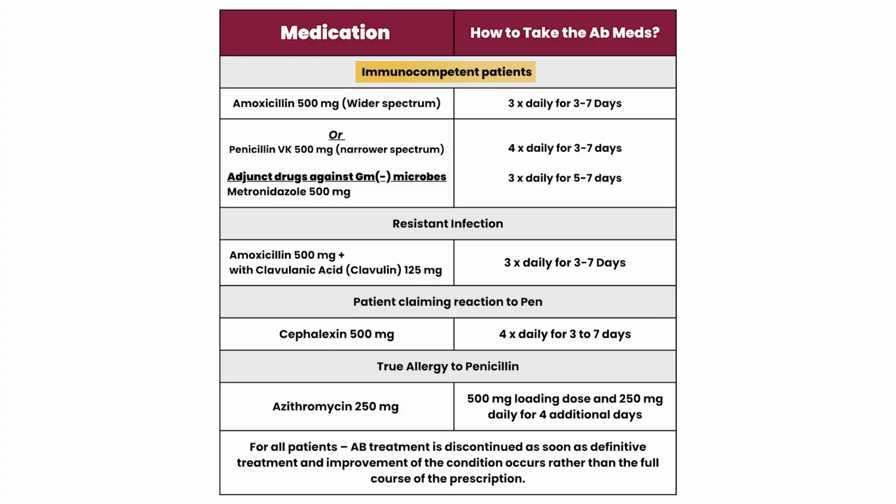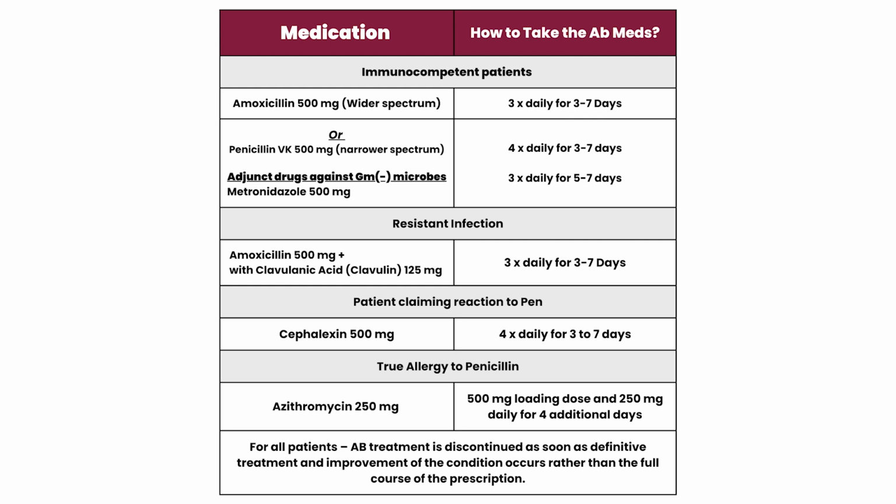For patients who are not immune compromised, beta-lactam-based antibiotics, primarily amoxicillin 500 milligrams or penicillin VK 500 milligrams 3 times a day for 3 to 7 days remains the first line of effective antibiotics for patients in whom antibiotics are indicated. Amoxicillin has a wider spectrum than penicillin VK, but tends to be more effective against gram-negative organisms. It is also the drug of choice when pre-appointment antibiotic prophylaxis is required for medical reasons.